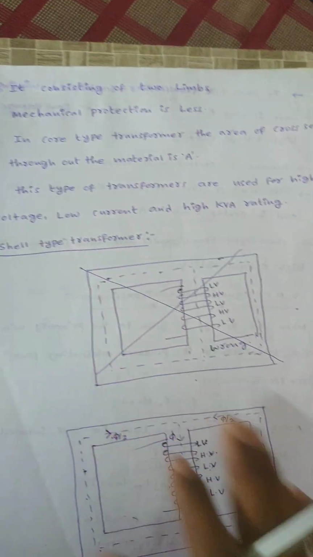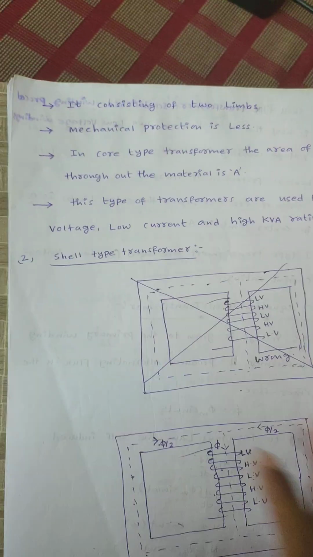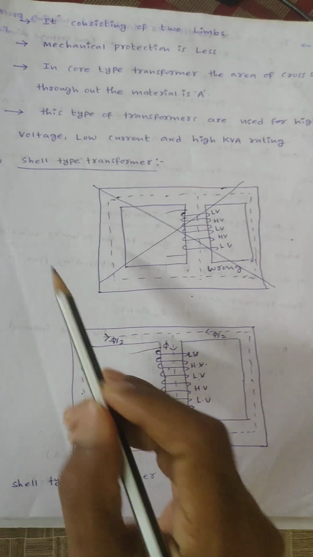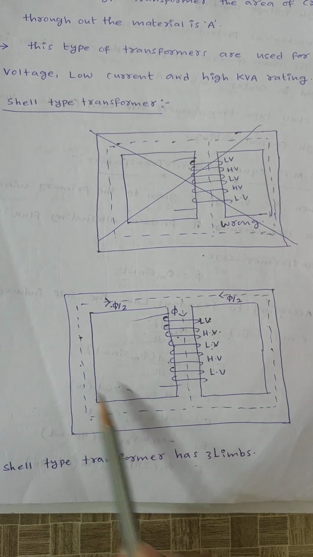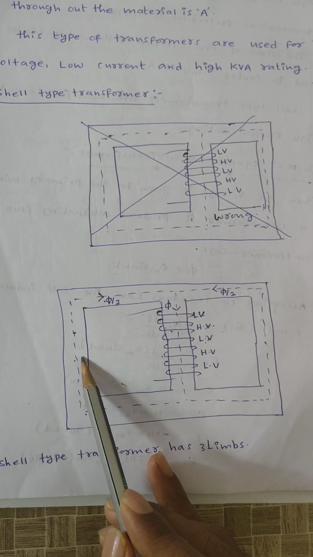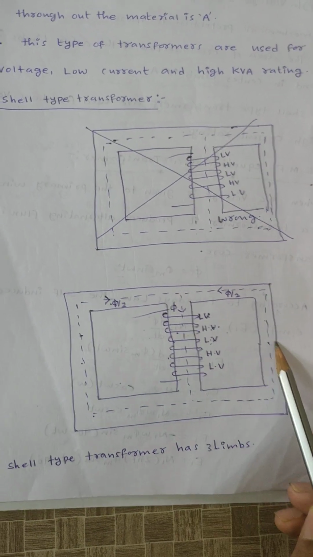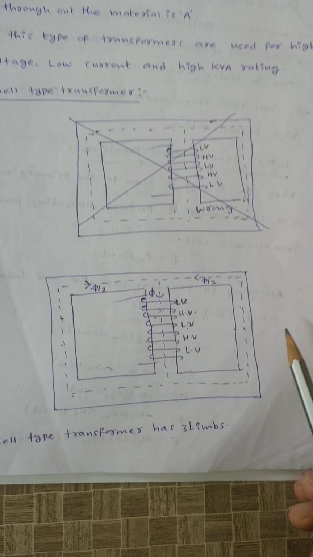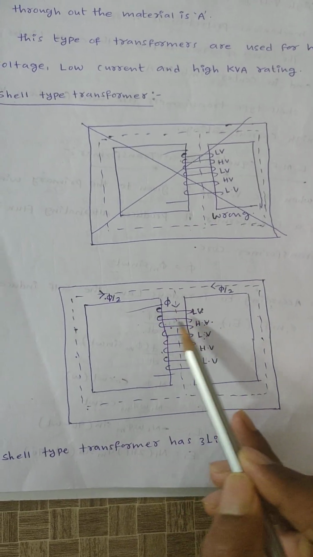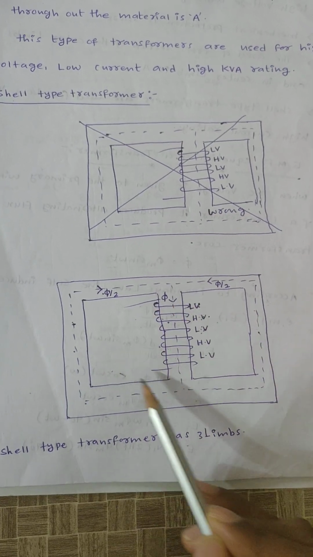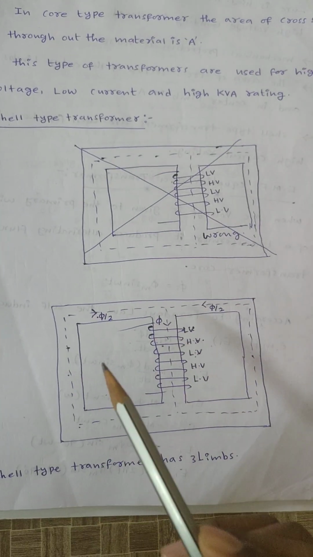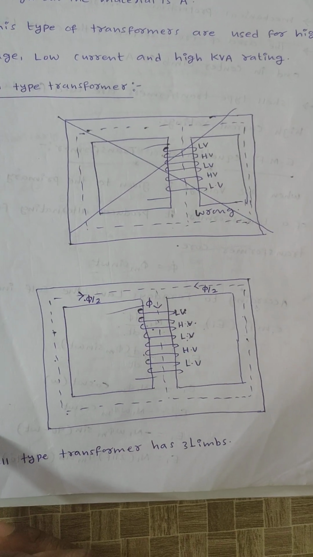Next, coming to shell type transformer. This is the schematic arrangement of shell type transformer. Shell type transformer has three limbs or three legs. Windings will be placed on the center limb. The two outer limbs act as a protecting cover for the winding. Hence mechanical protection is less when compared to core type transformer.